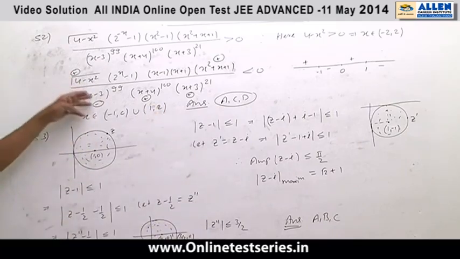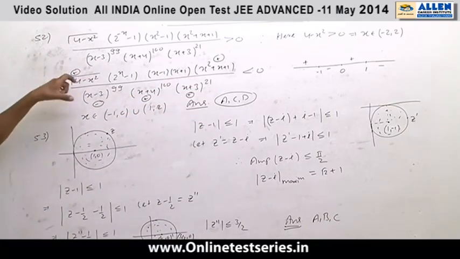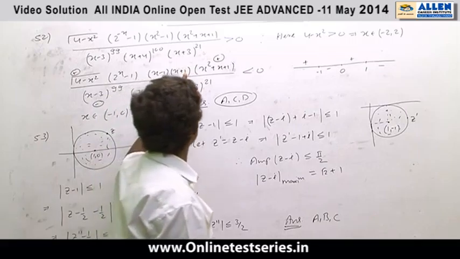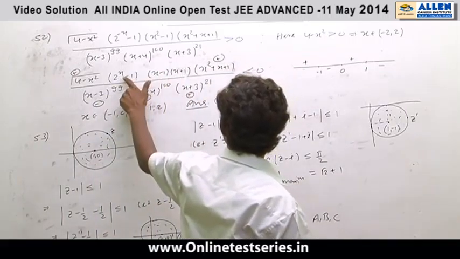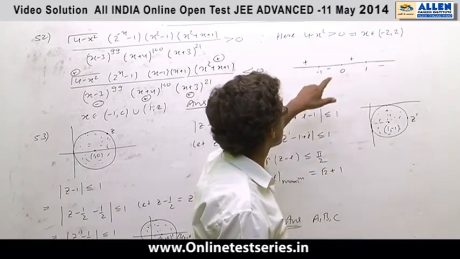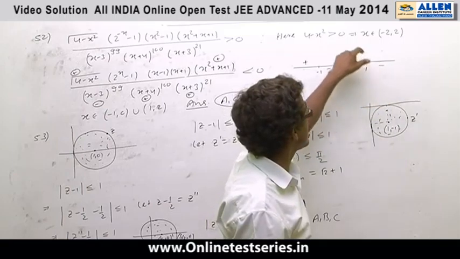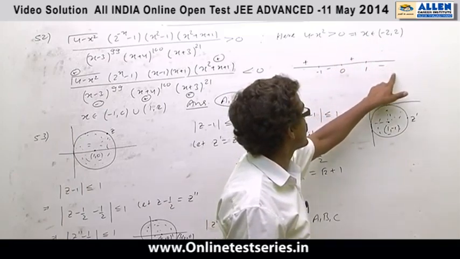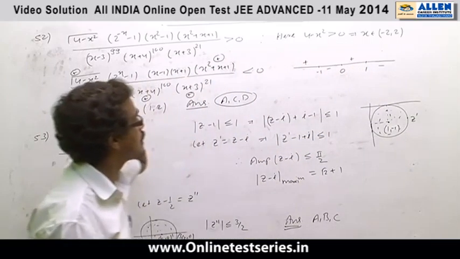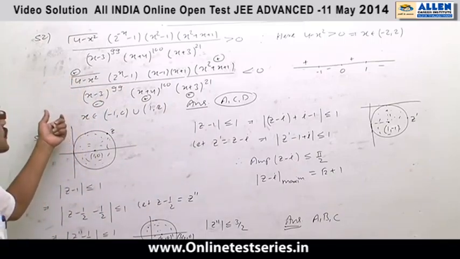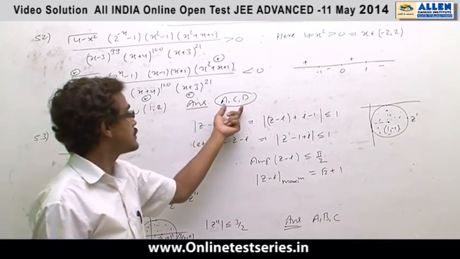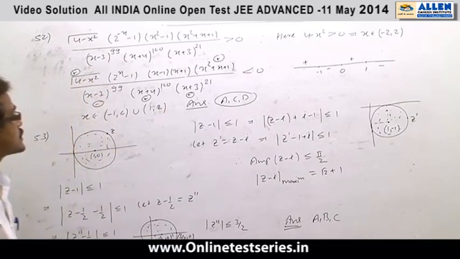So these factors are not responsible for the sign scheme of this expression, and the others are responsible for it. The critical point for switching of sign is 0 for this factor, 1 for this factor, minus 1 for this factor, because we only have to check between minus 2 and 2. So the sign scheme in this interval will be negative for greater than 1 and less than 2, positive for 0 to 1, negative again for minus 1 to 0, and positive for minus 2 to minus 1. So the final answer will be x belongs to minus 1 to 0 union 1 to 2, and this gives options A, C and D in this question.